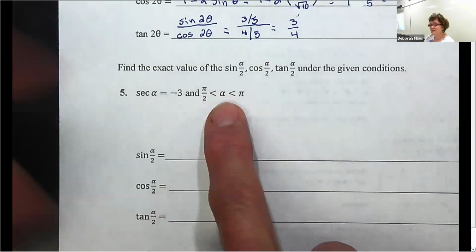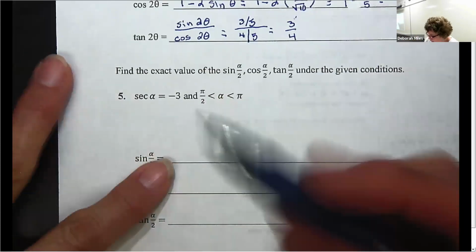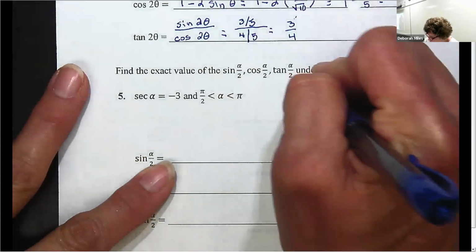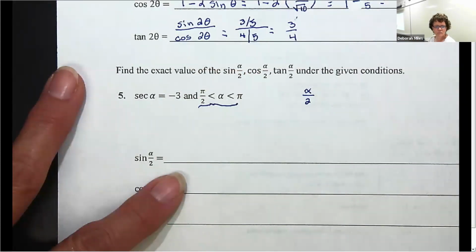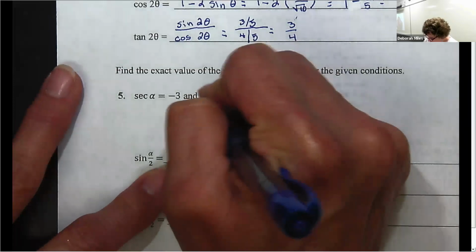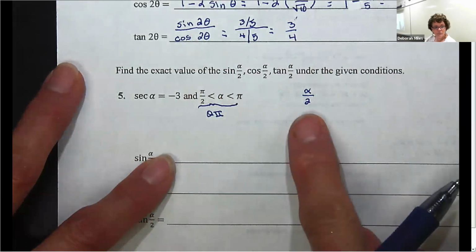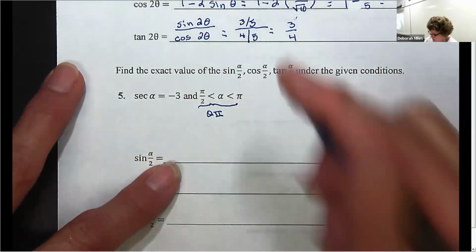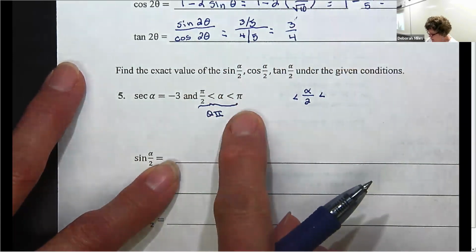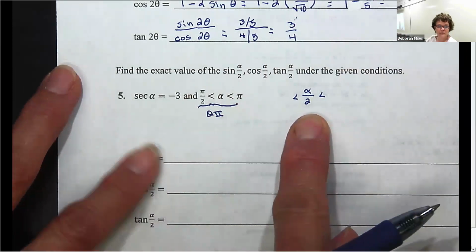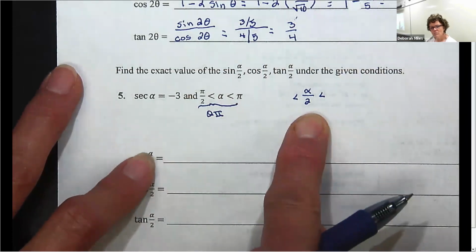I'm going to have to figure out if alpha's between pi over 2 and pi, then where is alpha over 2? Which quadrant is pi over 2 to pi? That is the second quadrant. So would alpha over 2 be in the same quadrant? What if alpha is between pi over 2 and pi? What does alpha over 2 have to be between? No.